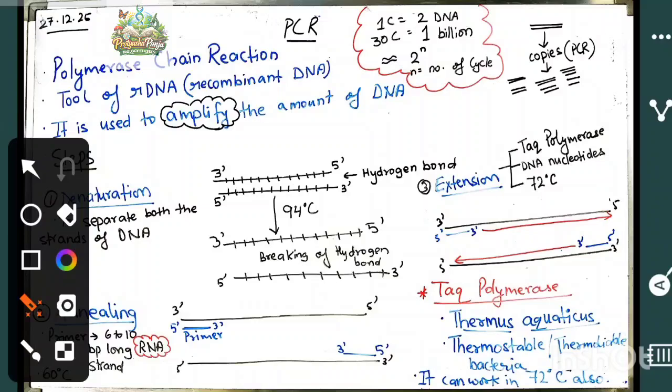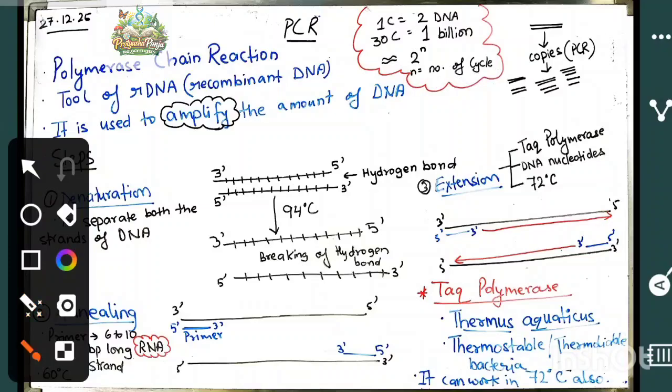Now, another important thing we need to remember is, in one cycle of PCR, 2 DNA molecules are produced. We run the cycle of PCR for 30 cycles, so that 1 billion copies of the DNA molecules can be produced. Now, what is the formula for this? The formula is 2 to the power n, where n is the number of cycles.